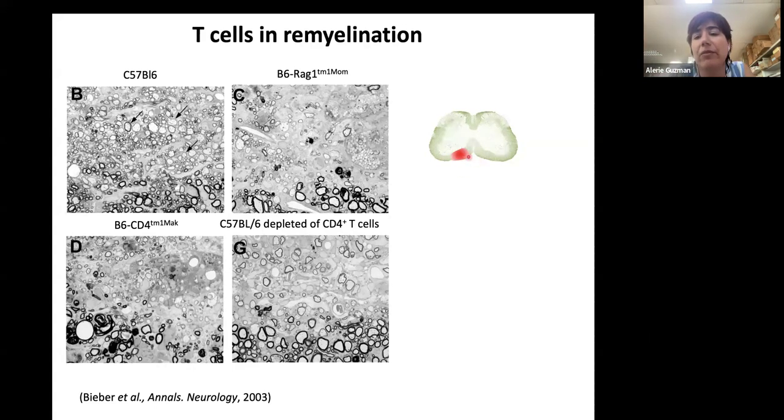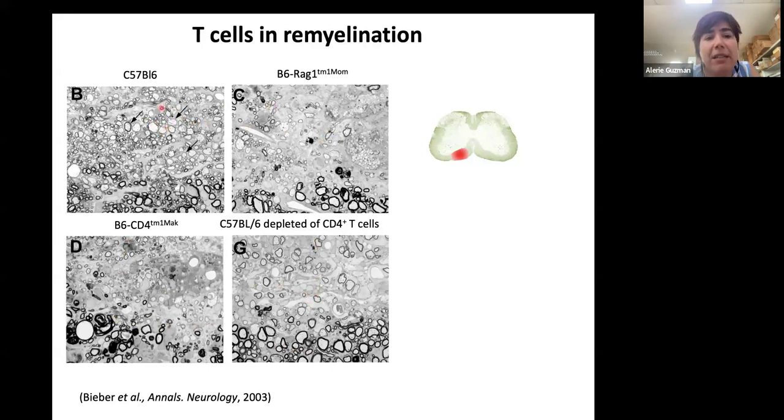And one of the advantages of this model for this topic is that the damage is not immune mediated. It's totally independent of the immune system, and therefore it allows us to study the role of the immune system, like T cells, in the repair or remyelinating phase. So here on the left you have electron micrographs where you see the lesion. You can see the normal developmental axons, which are thicker, in the bottom part of the pictures. And then in the upper part is the area that was demyelinated. And you can see that there's less myelin, and the myelin that is there is thinner.